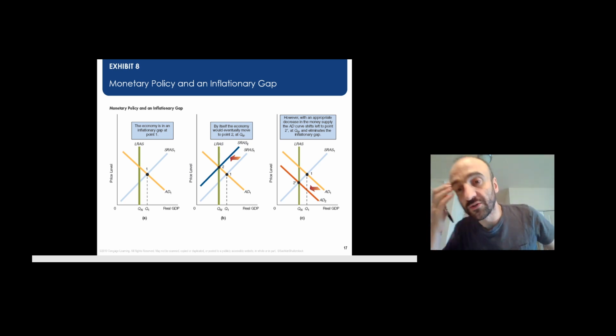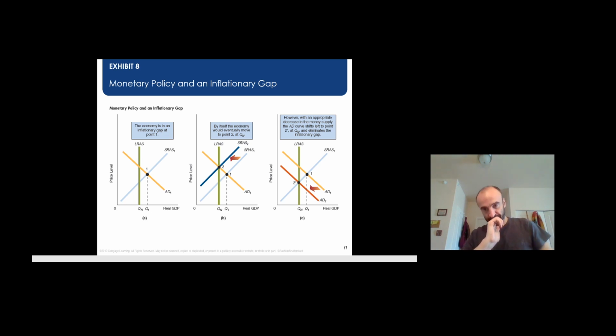Okay, now what do you do to prevent this? What is a better solution here according to the monetarists? You guessed it correctly: to contract the money supply. The number 3 picture shows you that.